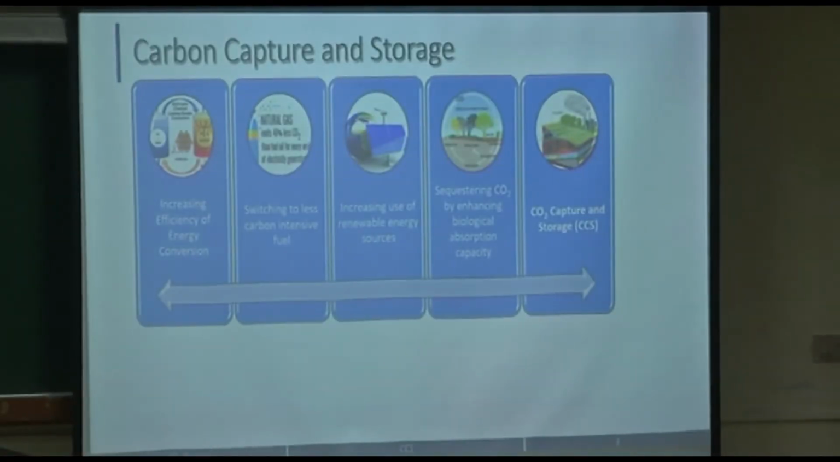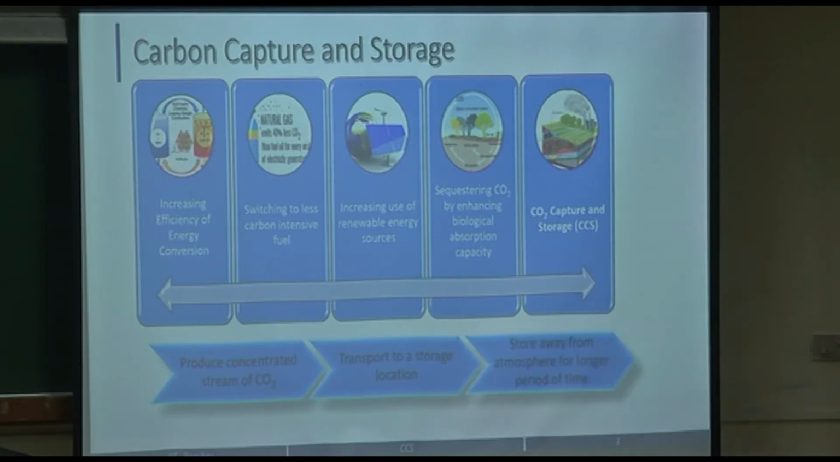So what is carbon capture and storage? To mitigate the issues of CO2, there could be various options, like increasing the efficiency of energy conversion, switching to less carbon-intensive fuel, increasing use of renewable resources, sequestering CO2 by vegetation and biological absorption, and then comes CO2 capture and storage. The concept is very simple: we produce a concentrated stream of CO2, it is transported to the storage location, and it is safely stored away from the atmosphere for a longer time.